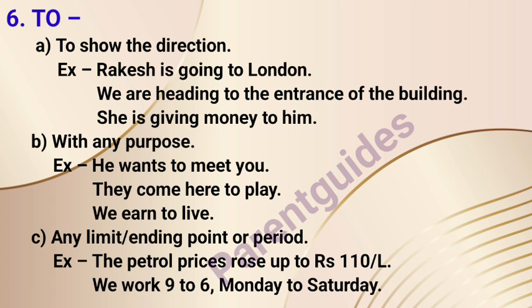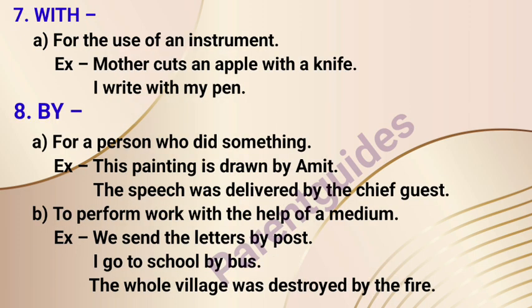B. With any purpose. Example, he wants to meet you. They come here to play. We earn to live. C. Any limit or ending point or period. Example, the petrol prices rose up to rupees 110 per liter. We work 9 to 6, Monday to Saturday. 7. Preposition with. Preposition with is used for the use of an instrument. Example, mother cuts an apple with a knife. I write with my pen.